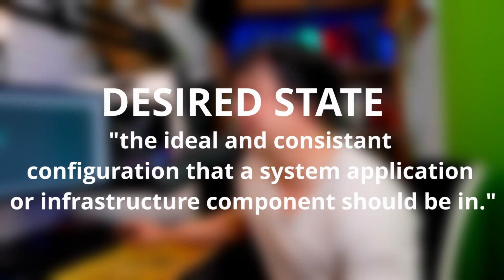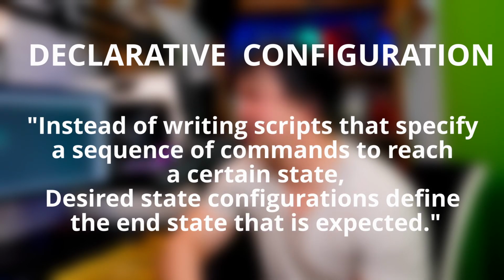This leads me to another very important topic. Why it's so important to learn Git is because Git will naturally progress you into a modern concept called desired state. With Git being our source of truth, it is ultimately the place where we store our desired state. In DevOps, the desired state refers to the ideal and consistent configuration that a system, application, or infrastructure component should be in. Desired state solves for a number of things. Declarative configuration. Instead of writing scripts that specify a sequence of commands to reach a certain state, desired state configuration defines the end state that is expected.